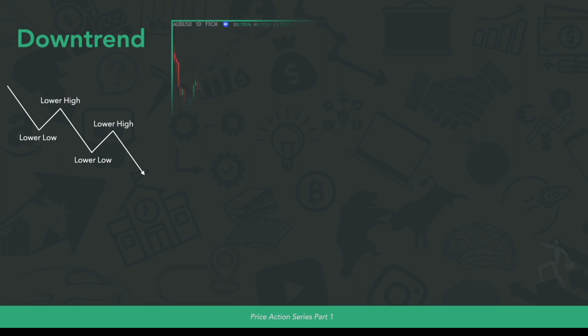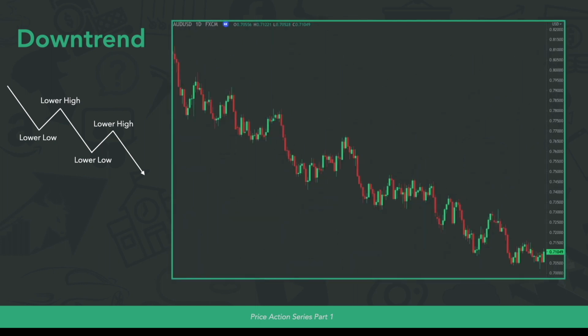So, let's have an example. Okay? So, we are looking at Aussie USD daily time frame. So, as you can see, from the upper left to lower right ng chart, pababa yung market. Nasa downtrend. But we have to identify the structure. Okay? So, meron tayong initial lower low. Ito yung first lower low na nakita natin dito sa chart.